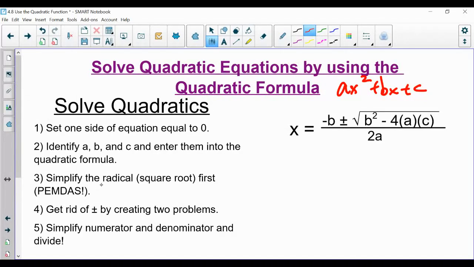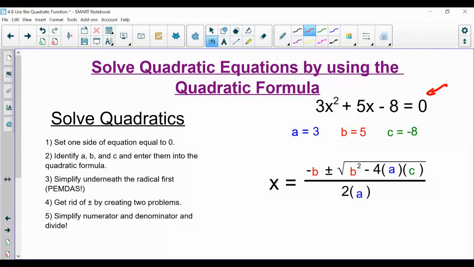You are going to simplify underneath the radical first. Simplify all of this stuff. Remember PEMDAS. And then simplify that radical, if you can, using the stuff from section 4.5. Then you are going to get rid of the plus or minus by creating 2 different problems and looking to simplify the numerator and denominator from there. So let's go ahead and take a look at just a few examples.